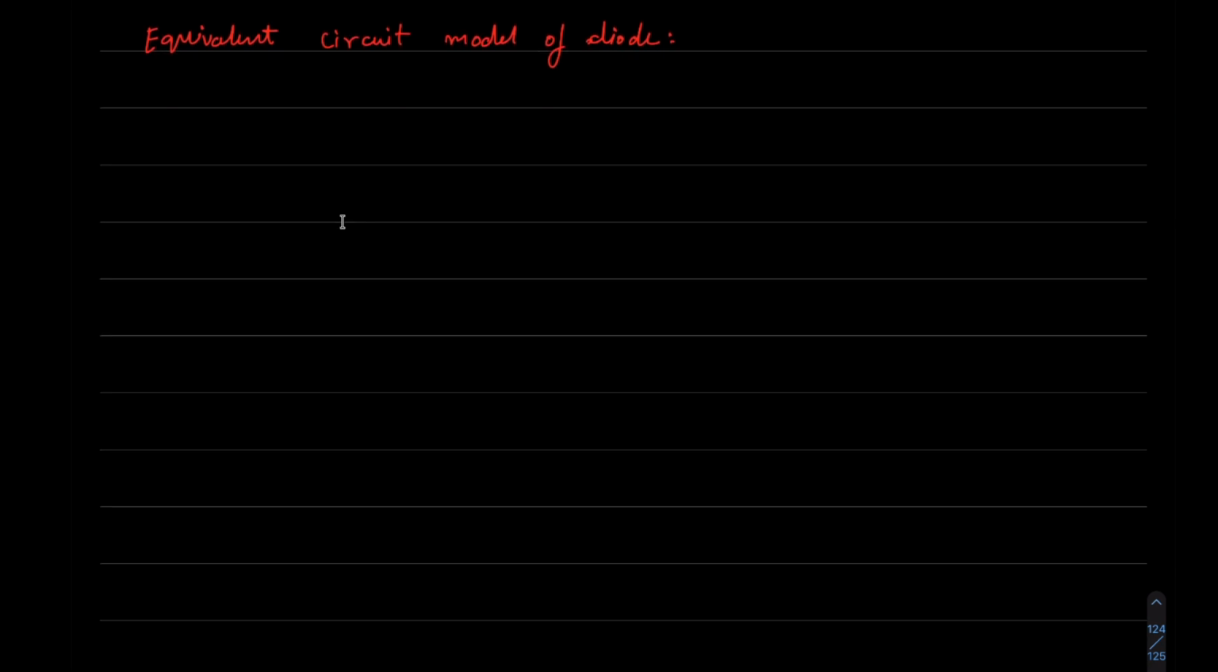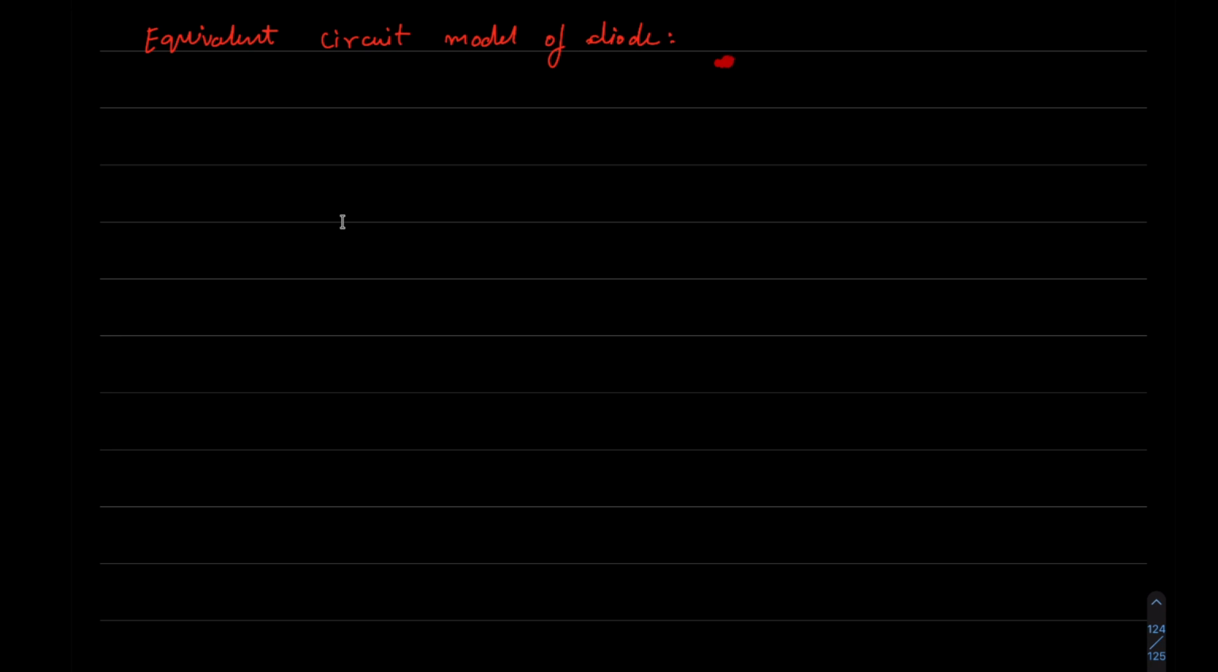Now we'll move on to the equivalent circuit model of diode. So Shockley's equation, right? Shockley's equations give the exponential relationship between current and voltage. But every time while using diodes in a circuit, we do not need to apply the exponential formula to find the values of voltage or current because it's too accurate.